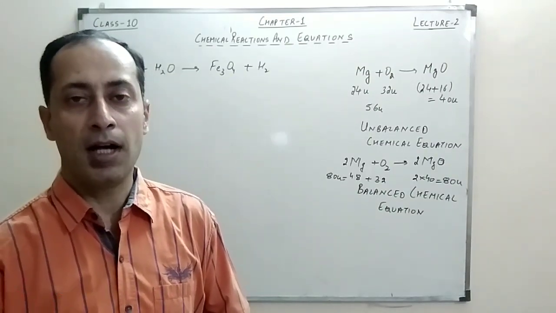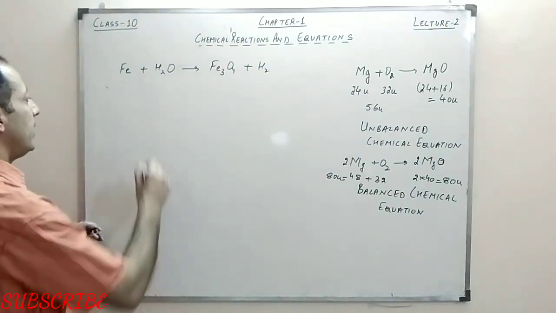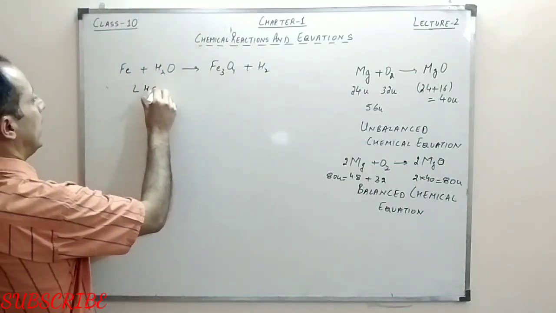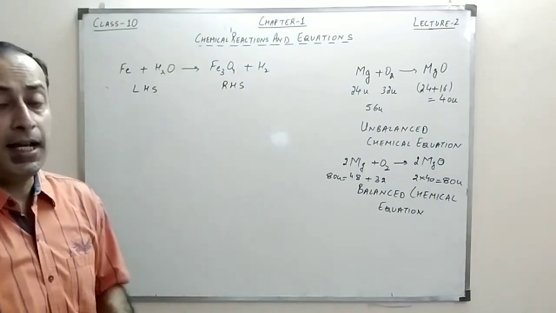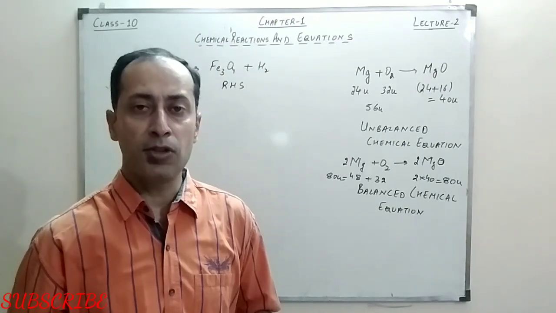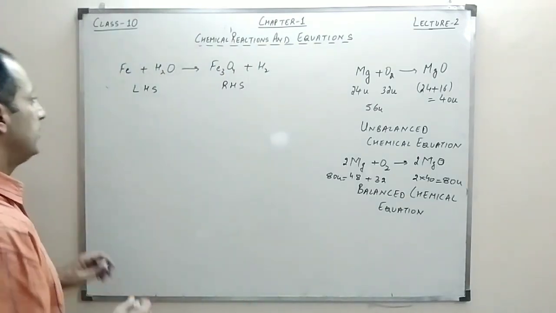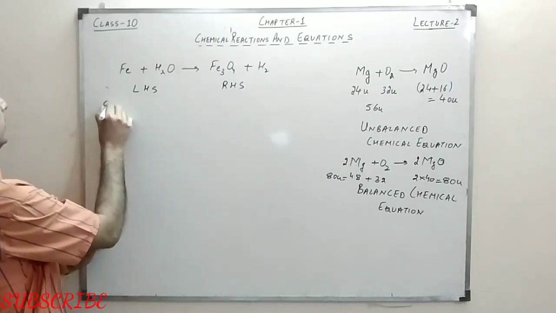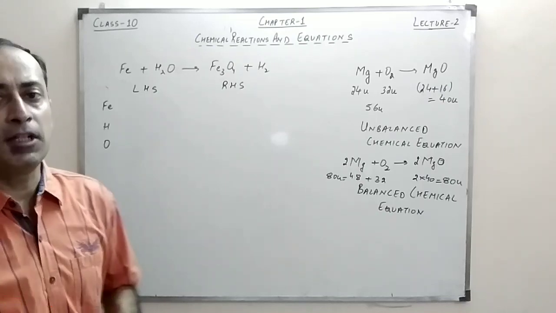Now the question, how can we balance this equation? For that, we write LHS and RHS, means the left hand side and the right hand side. Now the first step is to write the symbols of all the elements being used in the reaction, right? So the symbols are Fe, H and O. These are the 3 things which are being used.